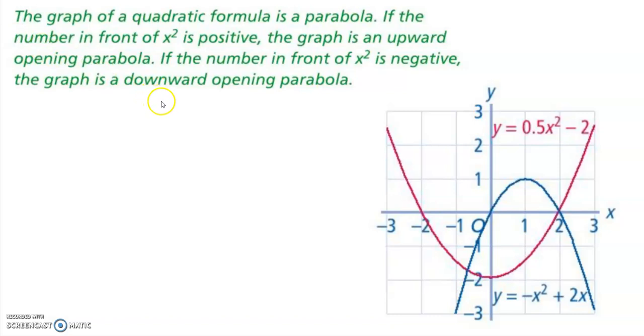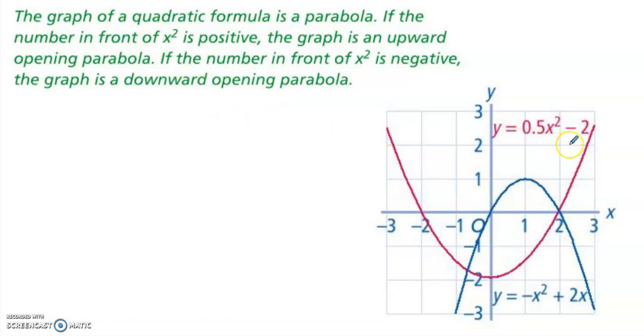What's also really important is this piece of information about a quadratic formula. The graph of a quadratic formula is a parabola, and we do have two kinds of parabolas. We do have an upward opening parabola, this one, the red one, and we also do have a downward opening parabola. And you can recognize them when you look at the formula.